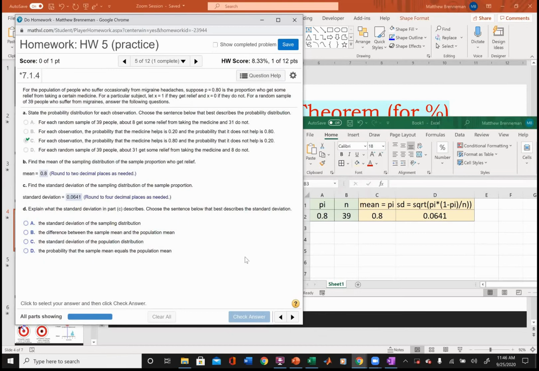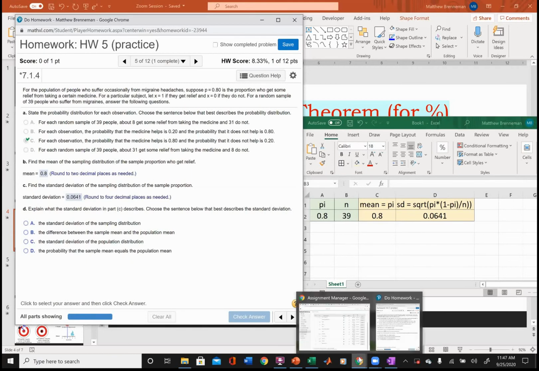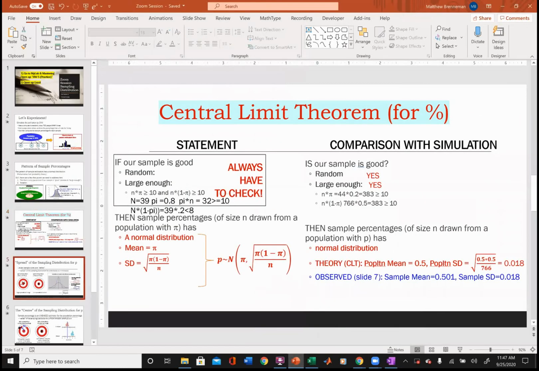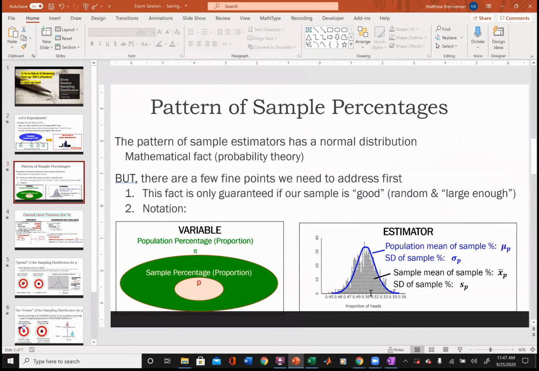So again, this is really important, because down the road, you're going to find that taking time and thinking about things is going to help you a lot. Standard deviation of what? This is the standard deviation of this blue curve here. This is a standard deviation of the population of sample percentages.